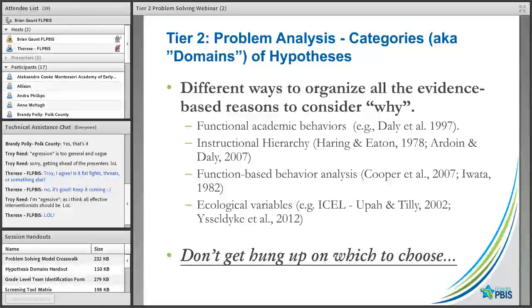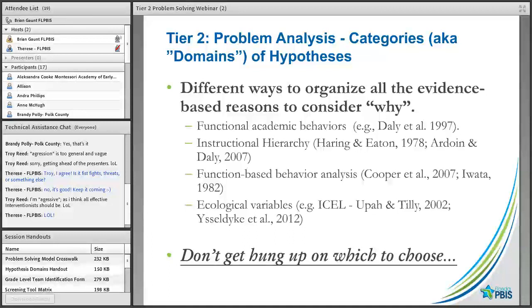And as a resource in the chat box, the file pod, I want to refer you to a handout in there called Hypothesis Domains. If you haven't already downloaded that, I would recommend that you do that. We're going to talk about it on this slide and the next slide.